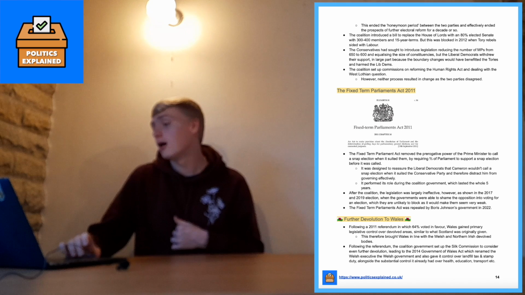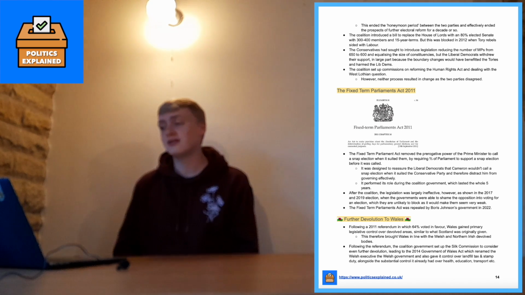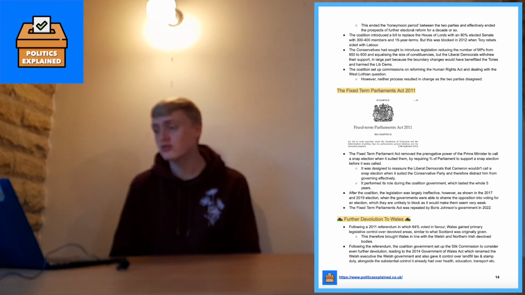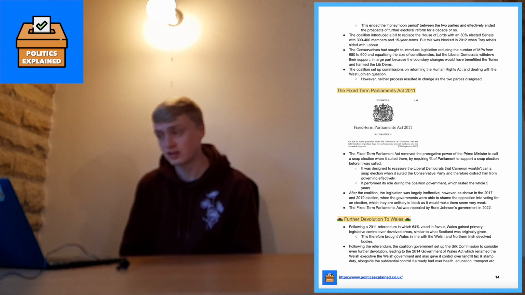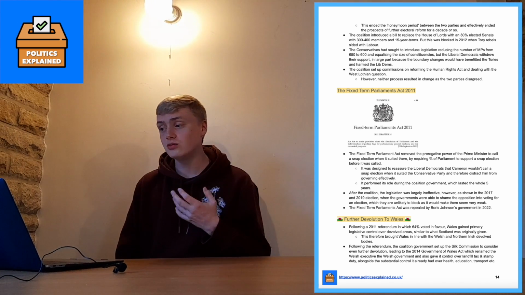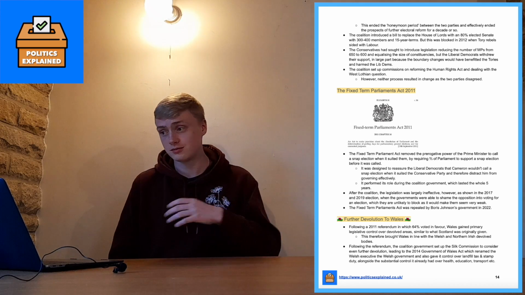And then the other key reform that was introduced was further devolution to Wales. So following a 2011 referendum in which 64% voted in favour, Wales gained primary legislative control over devolved areas, similar to what Scotland was originally given. This therefore brought Wales in line with the Scottish and Northern Irish devolved bodies.